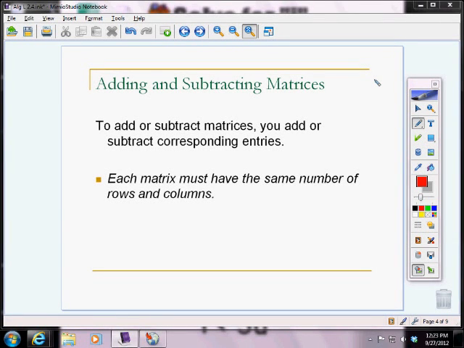When we add or subtract matrices, so if we're dealing with 2 or 3 matrices, the most important thing that has to be true is that each matrix must have the same number of rows and columns. Because when we add or subtract matrices, we're going to add or subtract their corresponding entries. Here's what that means.